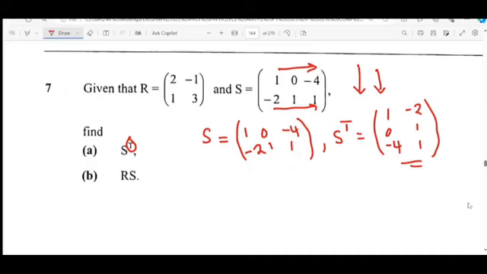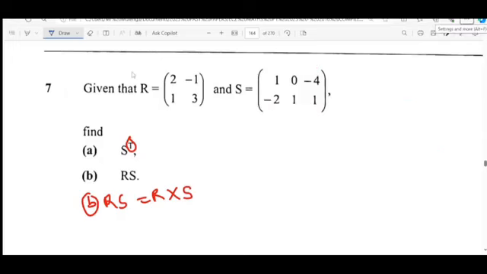Find RS. This is question B. To find RS means that we multiply matrix R times matrix S. Where there is matrix R, we put the matrix for R. Where there is matrix S, we put the matrix for S, and then we multiply following the principle of row times column.